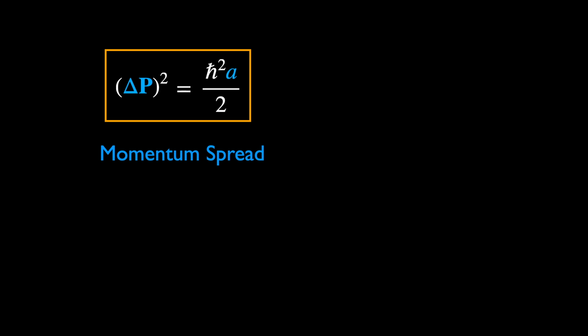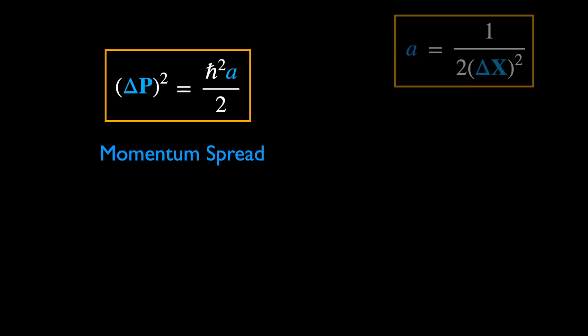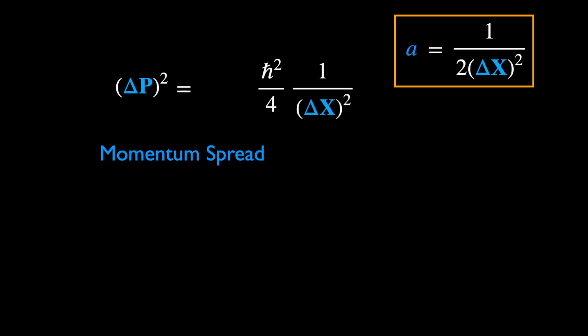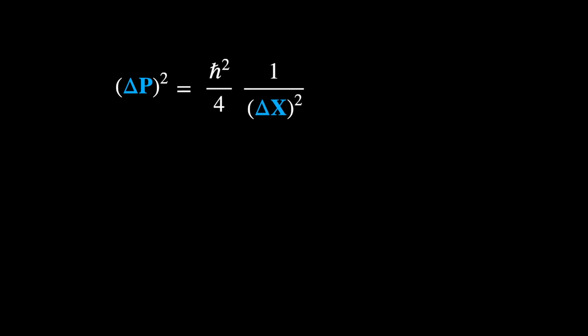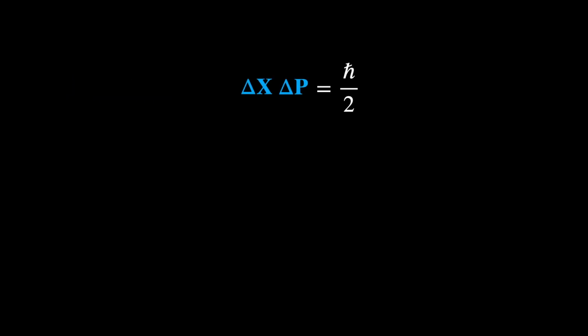Notice that the constant a in this equation is the same one that we have found earlier, which is related to the position spread. This implies that delta p and delta x are not independent. More explicitly, replace a with its dependence on delta x. Then do a little rearranging. And we get a constraint on the spread of x and p.